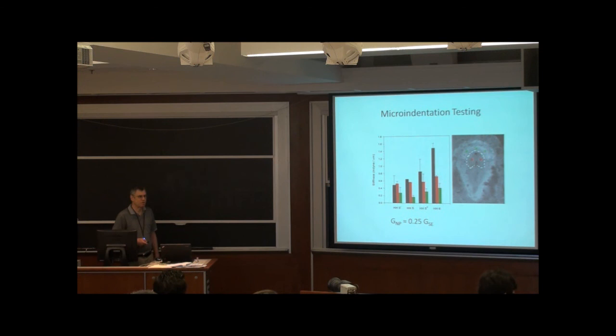So we use micro indentation to measure the mechanical properties of the embryo. And this is the neural plate outline here. These colors correspond to the X's up here. So the green is actually outside the neural plate. The X is right where the head fold is going to form. And these others, these two reds, are inside the neural plate.